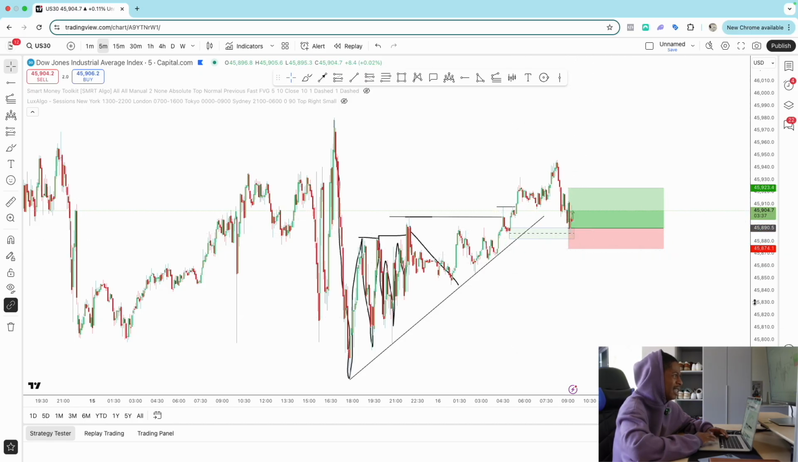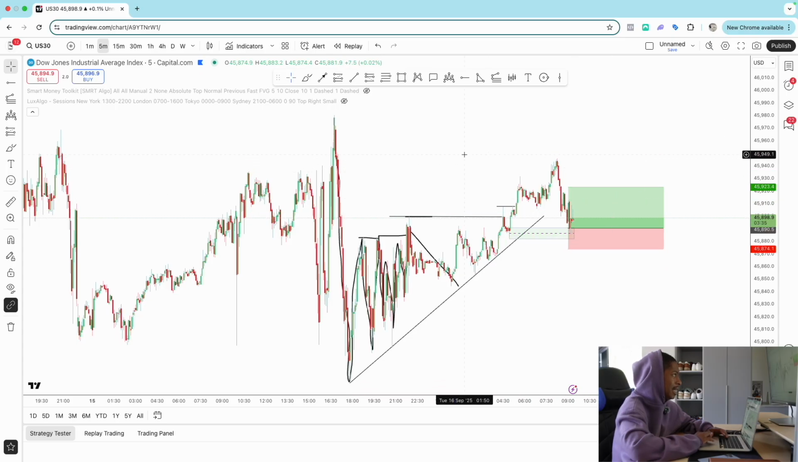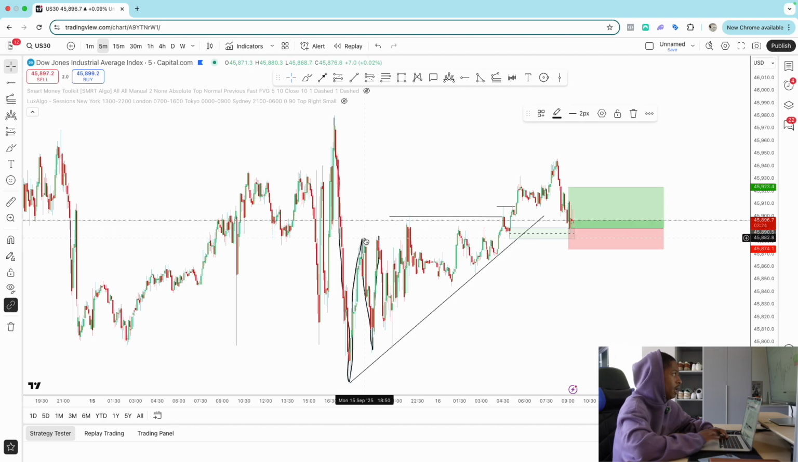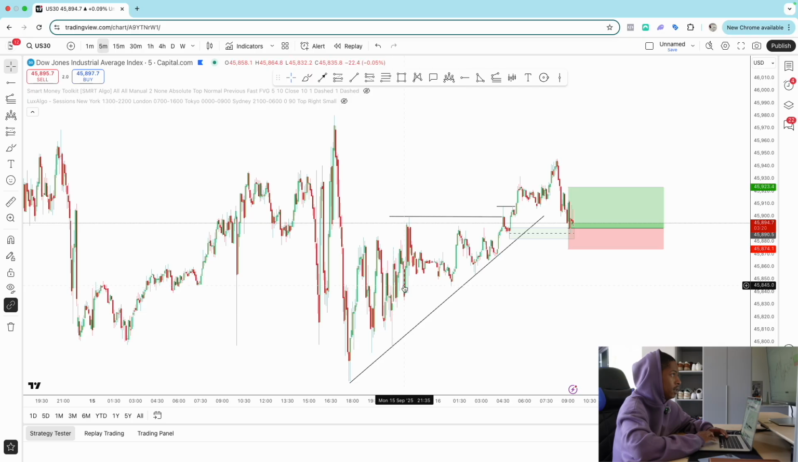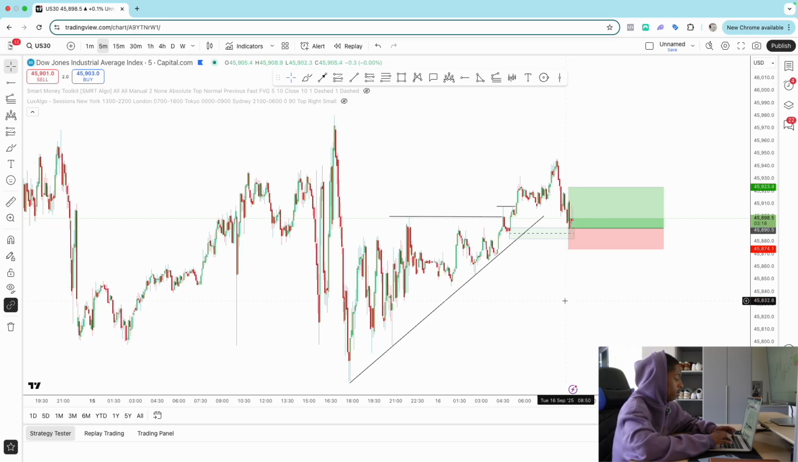Truly speaking, I didn't think it would have progressed during the London session, or as quickly as it did, because I thought it was at least a setup that would be caught on the session. Anyways, this is a US thing. It's US 30 markets.